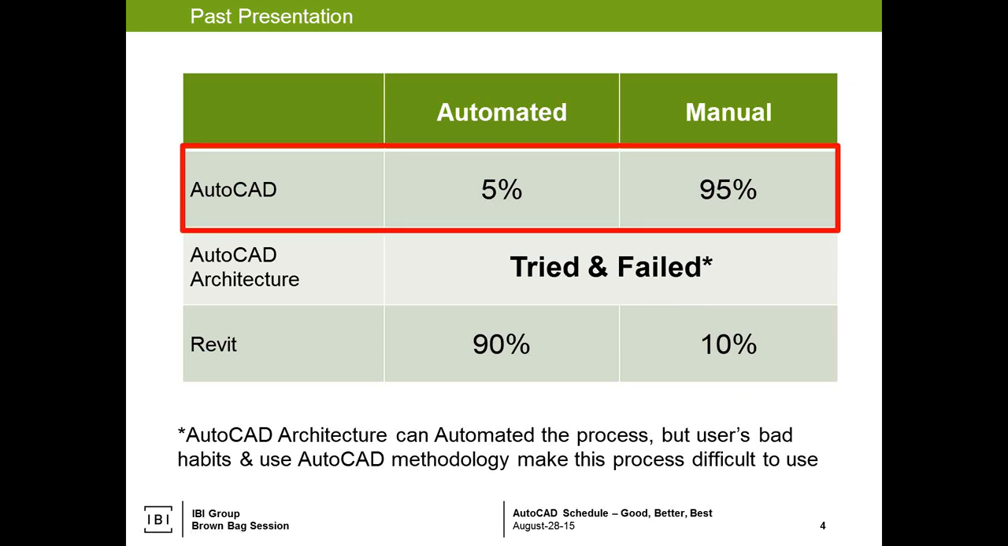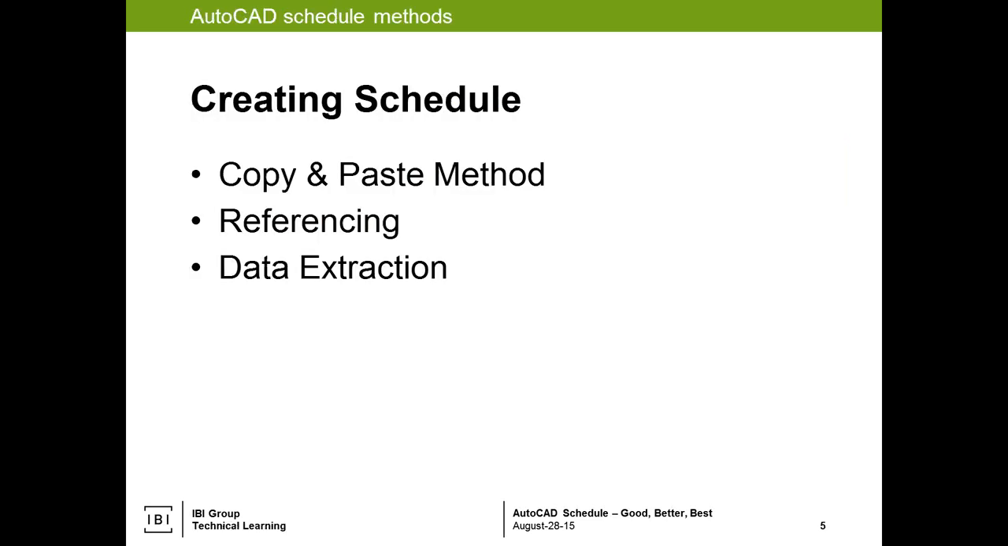Now, what we're trying to focus on today is AutoCAD, and we're trying to increase that automation. So rather than staying at 5%, we're going to be going from 5 to 85%. I'm going to show you how to do it. You guys are going to be cool kids today, because you're going to know the secrets, and everybody else is just saying, oh crap, I have to do the schedule. So you say, I'm going to show you the best method.